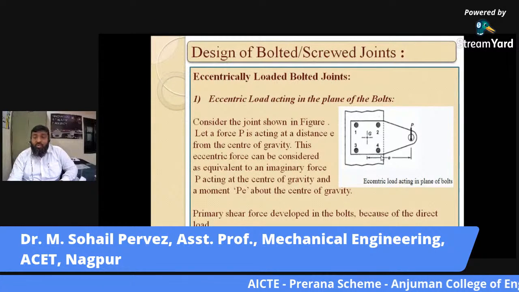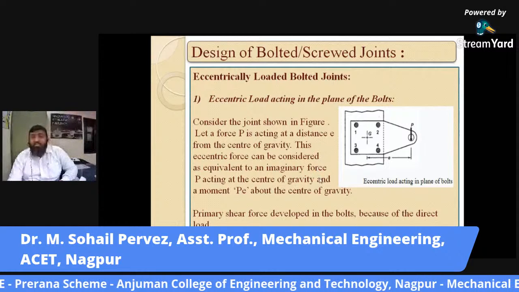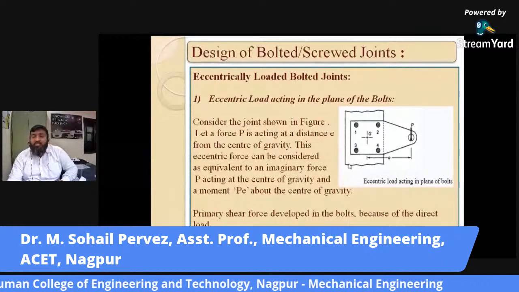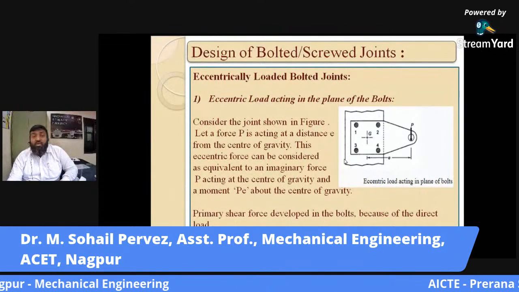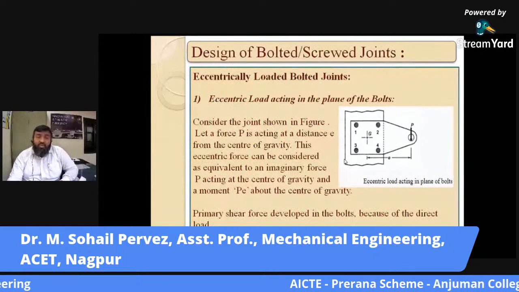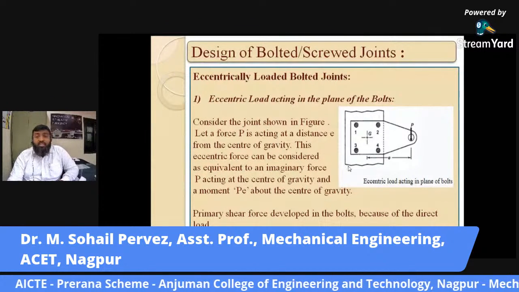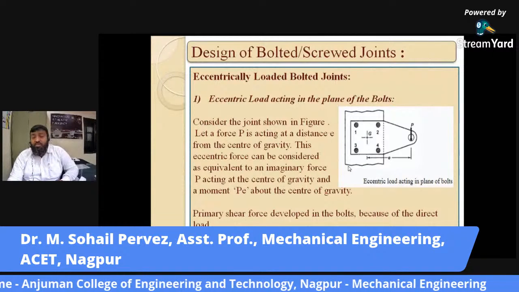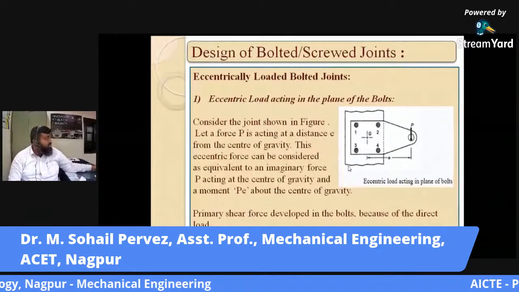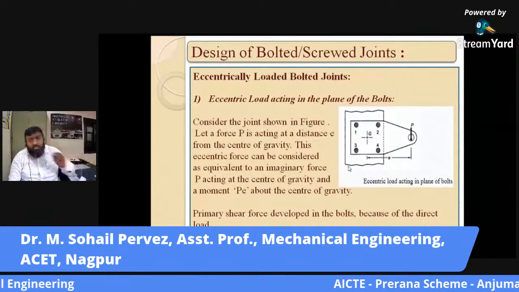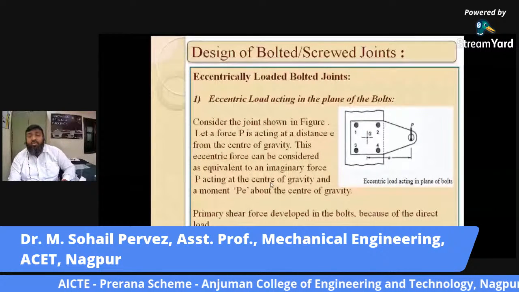That maximum is to be equated: tau equals total P, that is P effective, divided by pi by 4 Dc square, and we'll get the core diameter of the bolt. With the formula Dc equals 0.8 times D, we can very well calculate the nominal diameter of the bolt or the screwed joints. So this is the very basic element of design of an eccentrically loaded bolted joint.